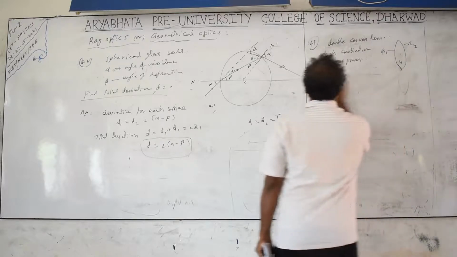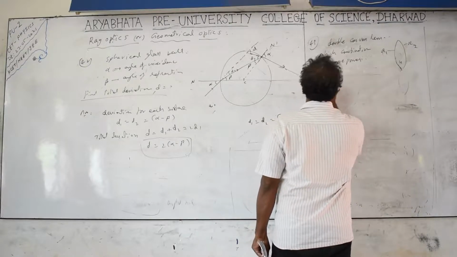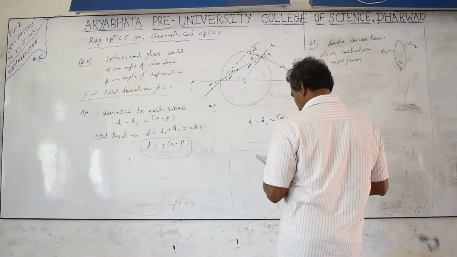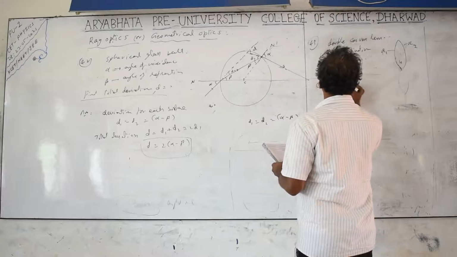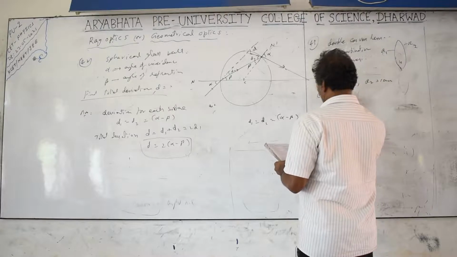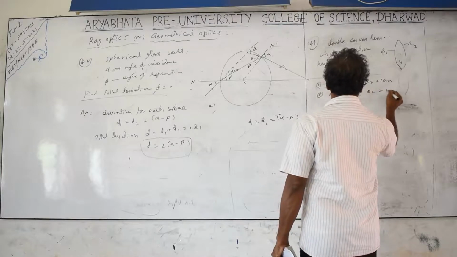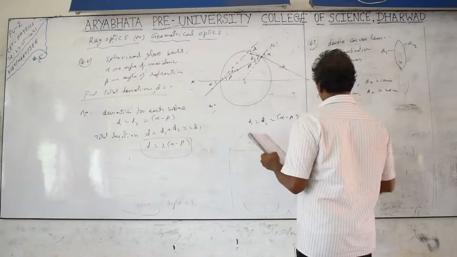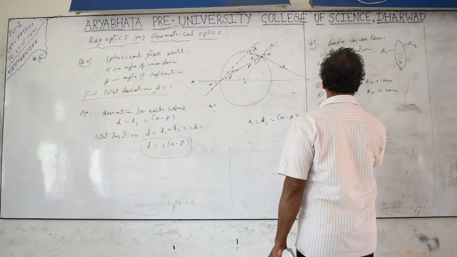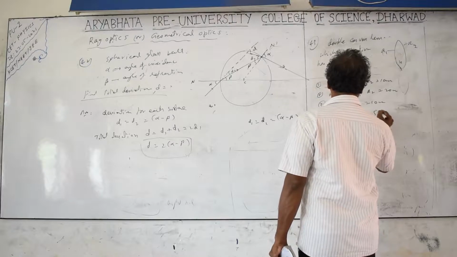From the lens maker's formula. Okay, I will give you the options. First option: R1 is 20 centimeters, R2 is 10 centimeters. Second option: R1 equal to 20, R2 also 20 centimeters. Third one: R1 and R2 equal to 10 centimeters. Fourth one: R1 equal to R2 equal to 5 centimeters.